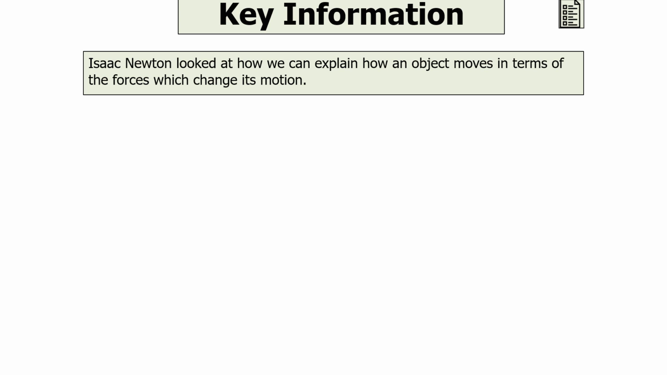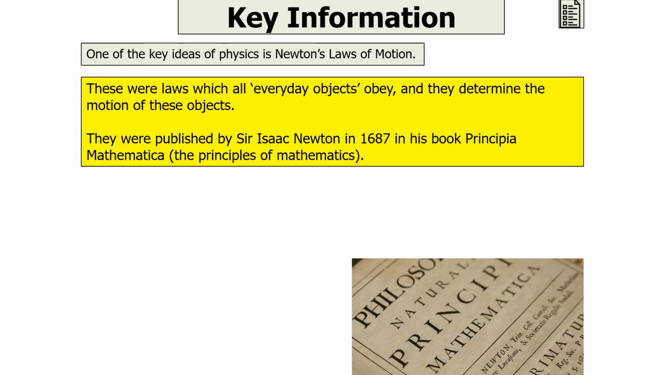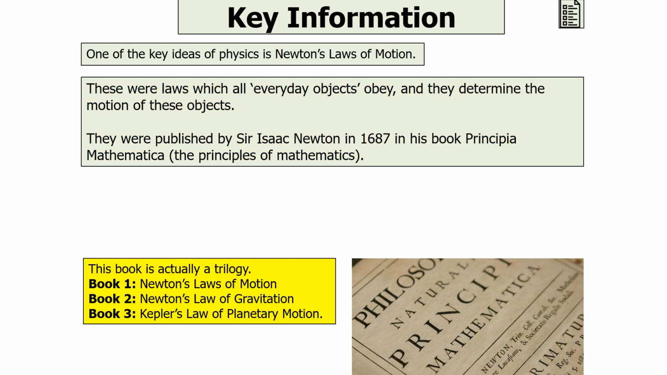Now Isaac Newton looked at how we can explain how an object moves in terms of forces which change its motion. So one key idea of physics is Newton's laws of motion. Now these were the laws which everyday objects obey, and they determine the motion of these objects. Now they were published by Sir Isaac Newton in 1687 in his book Principia Mathematica, The Principles of Mathematics. Now this book is actually a trilogy, and book 1 concerns Newton's laws of motion.